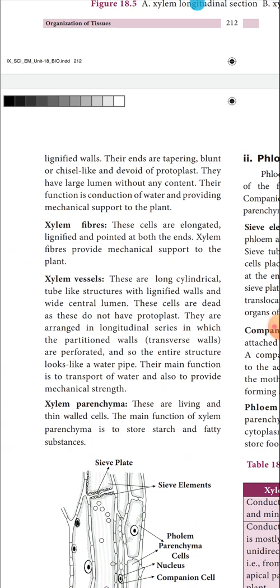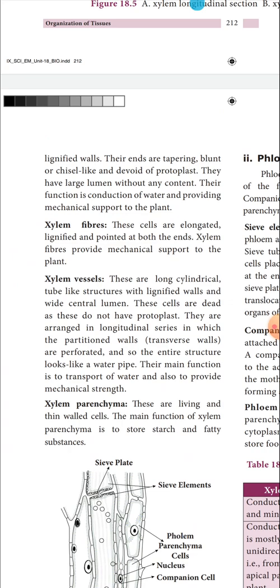When we look inside any tube, we will find an empty cavity inside the tube, isn't it, children? In the same way, tracheids have a cavity inside, but no content is seen inside the cavity. They have a large lumen without any content. Their function is conduction of water and providing mechanical support to the plants. So, what is the function of tracheids?